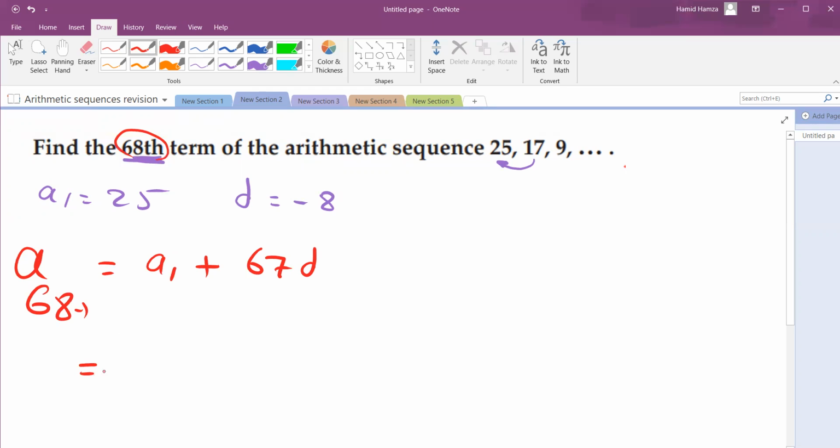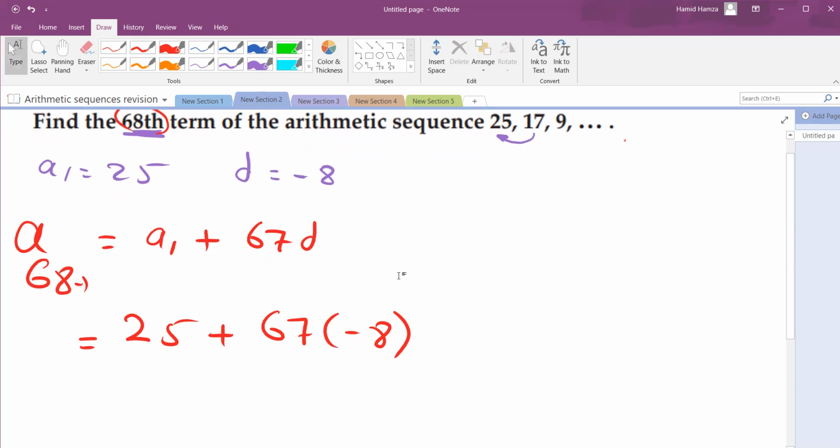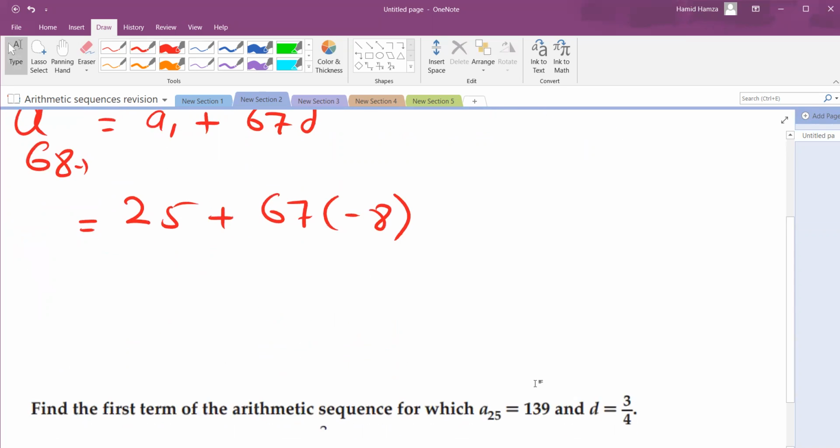So it will be A1, which is 25, plus 67 multiplied by negative 8. Use your calculator. Give me a minute, please. Anyone of you have a calculator? Negative 511. Negative 511.